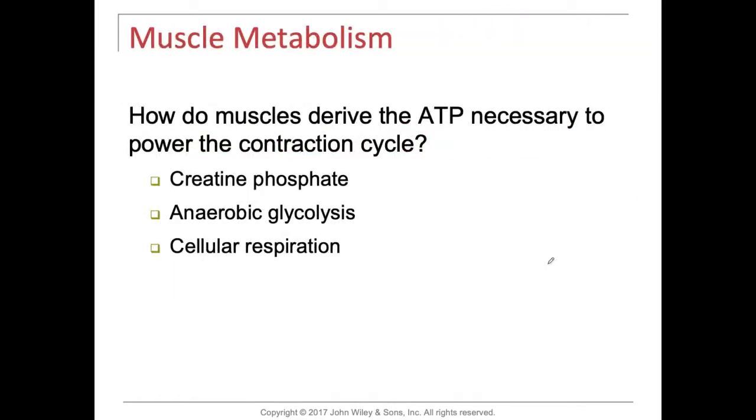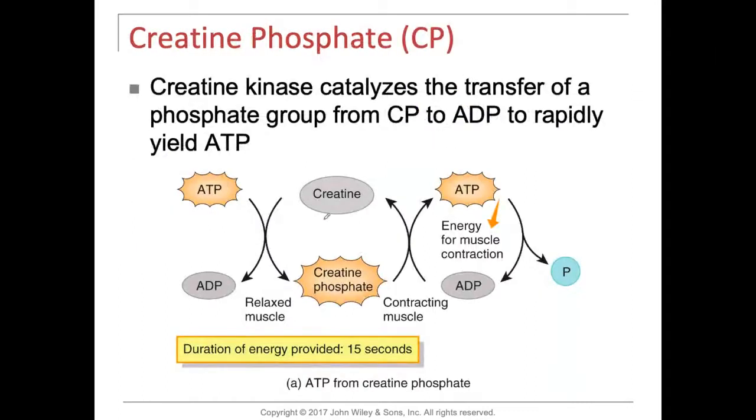We're going to get into how the body ends up making this energy. So let's look at the muscle metabolism. You heard me mention creatine phosphate before. That's kind of important. So how do muscles derive that energy that's needed to power the contraction cycle? Well, we have creatine phosphate, which is fast, quick, immediate energy. We have anaerobic glycolysis, which means oxygen is not readily available. And then we have aerobic respiration or cellular respiration, which is when you're in a surplus of oxygen.